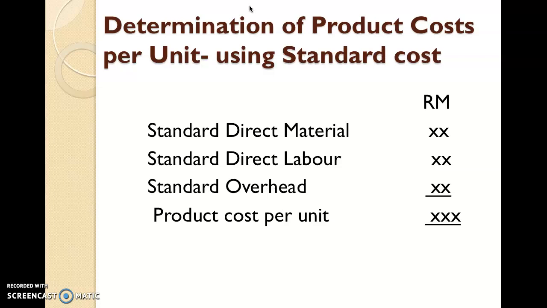Determination of product cost per unit using standard cost: standard direct material plus standard direct labor plus standard overhead. We get product cost per unit.